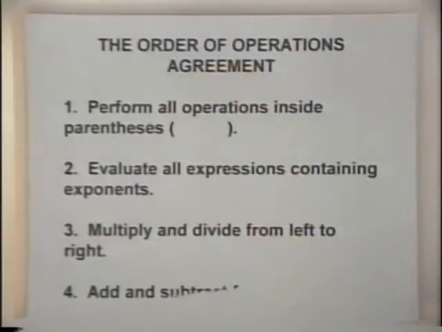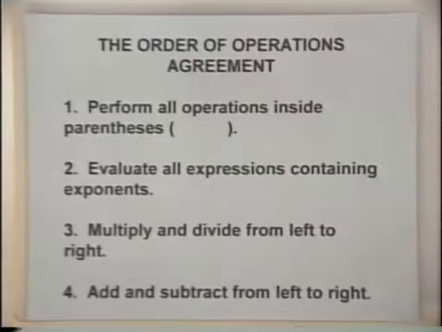After we have completed all multiplication and division, then we look at step number 4. Step number 4 says to add and subtract from left to right. Once again, addition does not take priority over subtraction. When we have completed all multiplication and division, we move from left to right and we perform whichever one of those operations comes first, subtraction or addition. It's whichever one comes first.